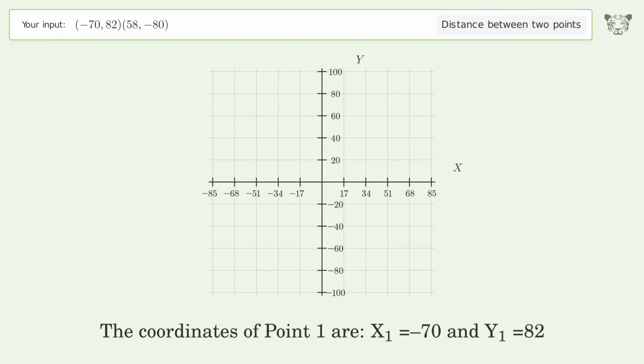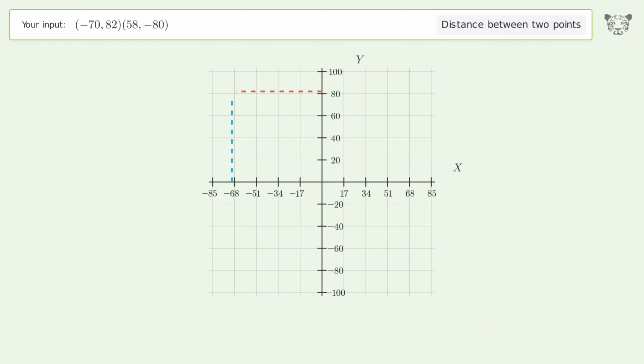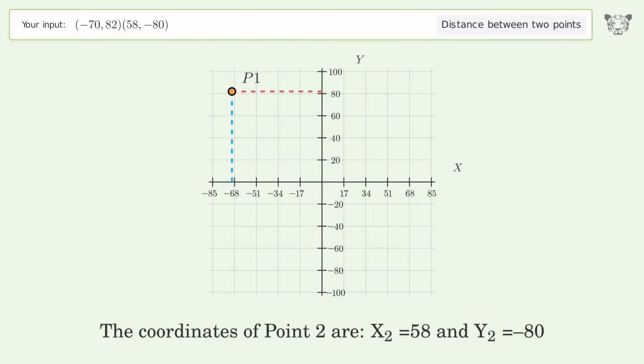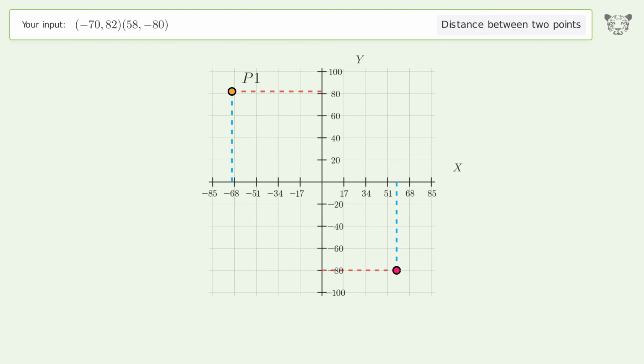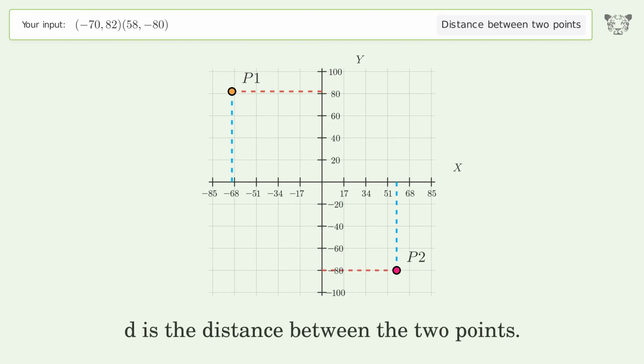The coordinates of point 1 are, x1 equals -70 and y1 equals 82. The coordinates of point 2 are, x2 equals 58 and y2 equals -80. D is the distance between the 2 points.